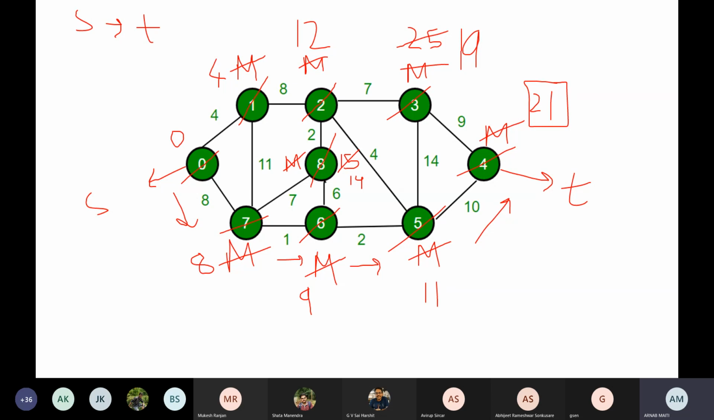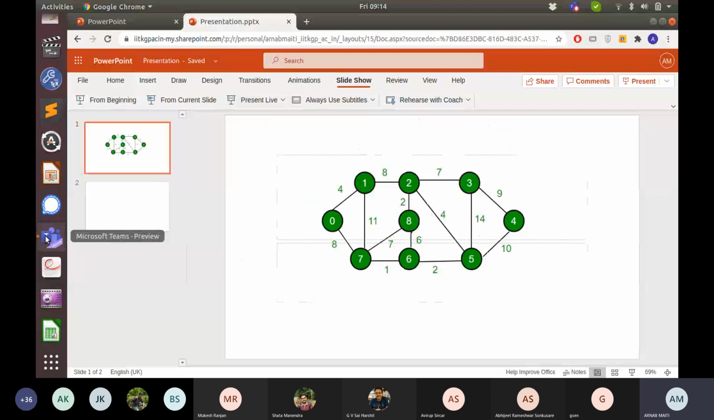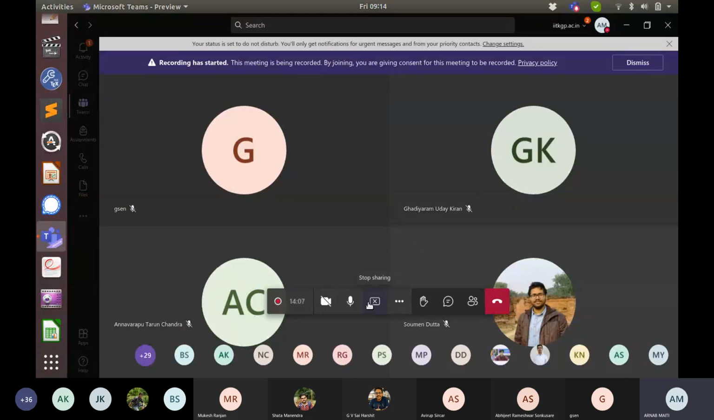You use Dijkstra algorithm to find the shortest path between any 2 points. Sorry, not any 2 points. It's between the starting point and any other vertex. You can use Dijkstra algorithm to solve your problem of shortest path. So yeah, I'm done actually.